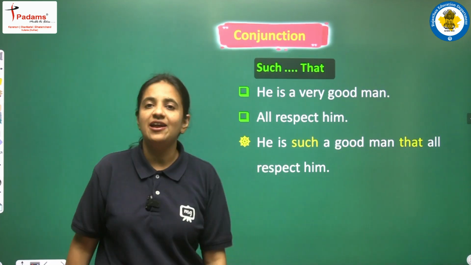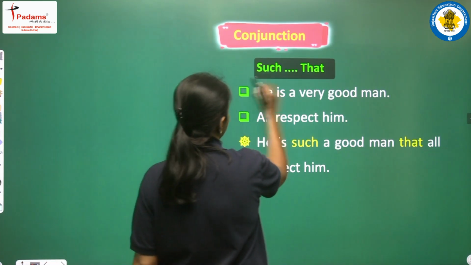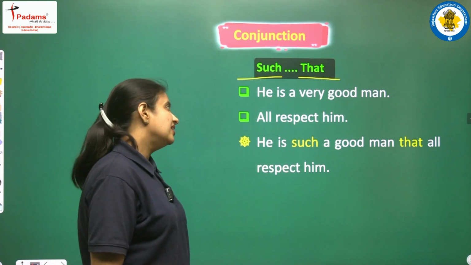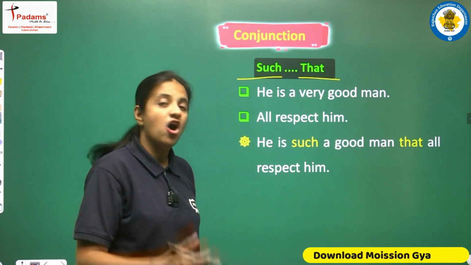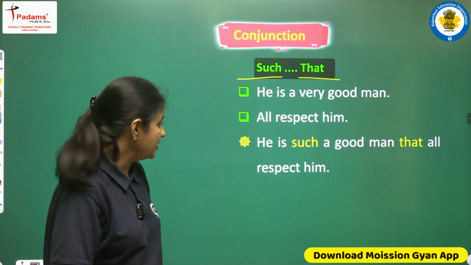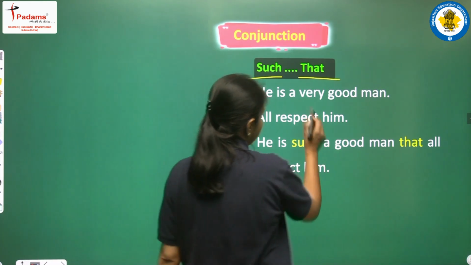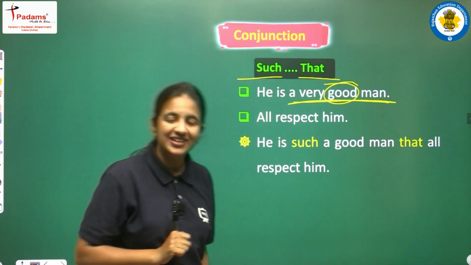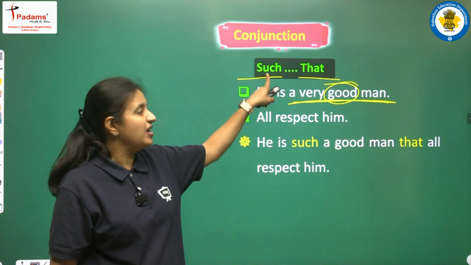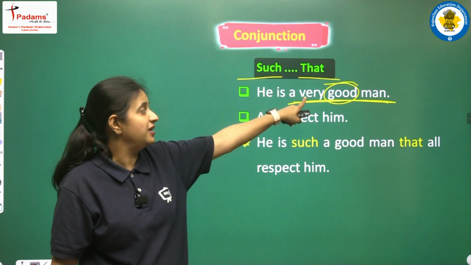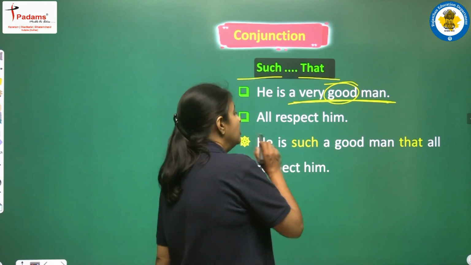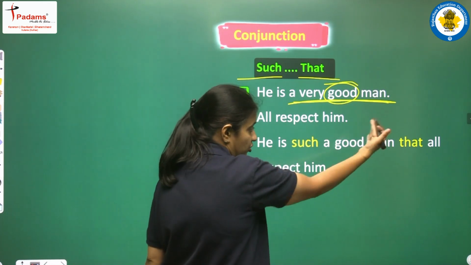Next, moving on, we are having a new conjunction, that is such that. Let's see how we can use it. He is a very good man, all respect him. So let's see. First of all, we can see here that we are having very good man. We are having an adjective here. So yes, before the adjective we have to use such a. We have to replace very with such a. So we are doing the same thing and we are writing he is such a good man.